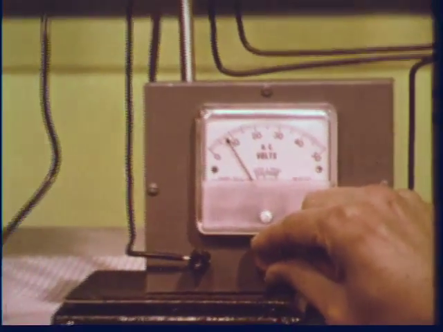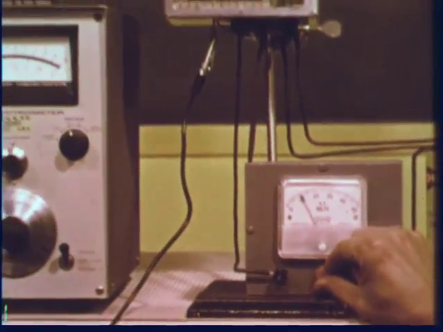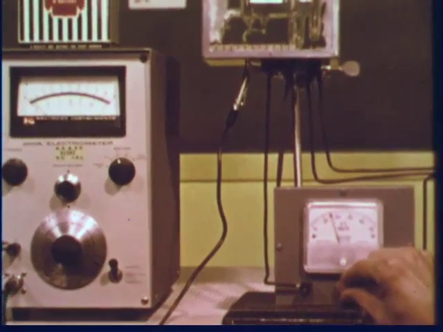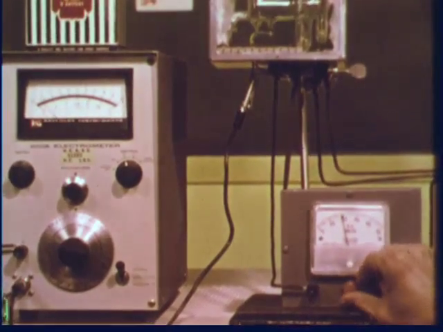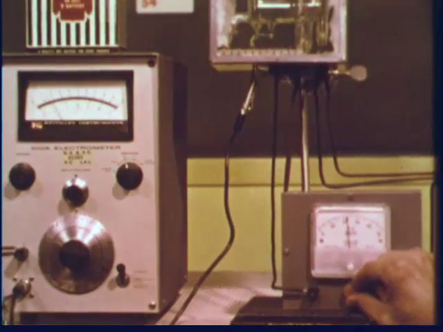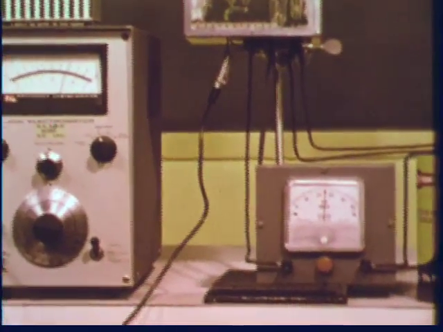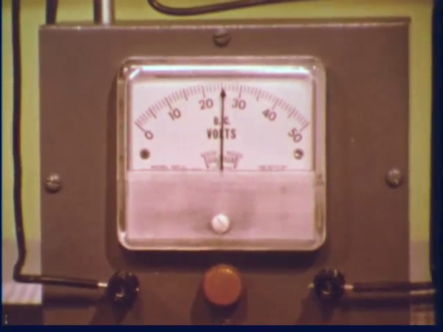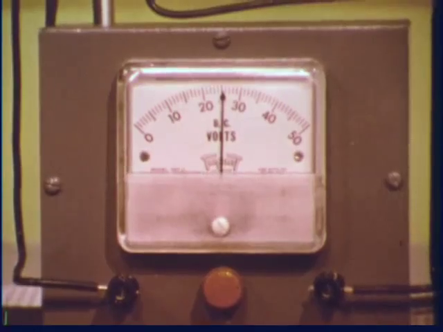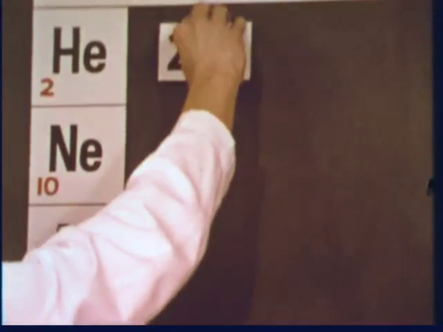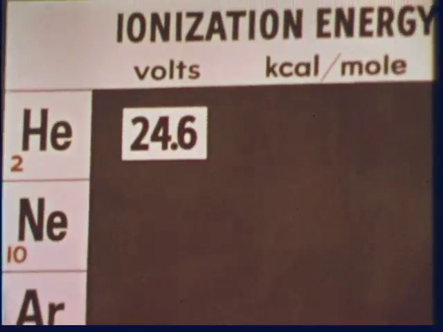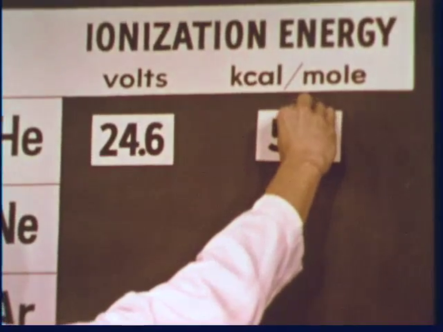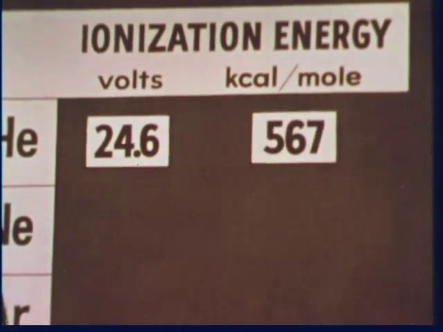It takes a voltage considerably higher than that for sodium to cause the ionization process to begin. Now watch the meter on the left. There. This sudden large rise indicates that ionization has occurred. The reading is about 25 volts, nearly 5 times the value for sodium. This value is in reasonable agreement with the value we find in a reference book, 24.6 volts. This more precise value gives an ionization energy of 567 kilocalories per mole.